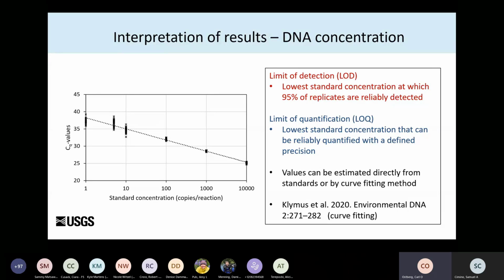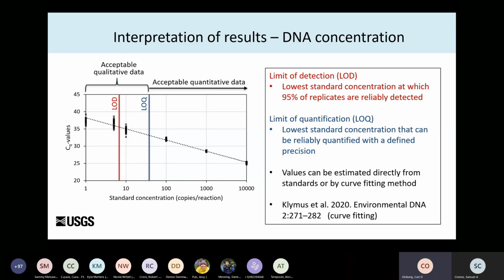So in our example, let's say we use a curve fitting method, and the LOD is estimated at 8 copies. That's where 95% of the replicates are going to be detected at this concentration. And then the LOQ, with a 35% coefficient of variation as our defined precision, is estimated at 40 copies.